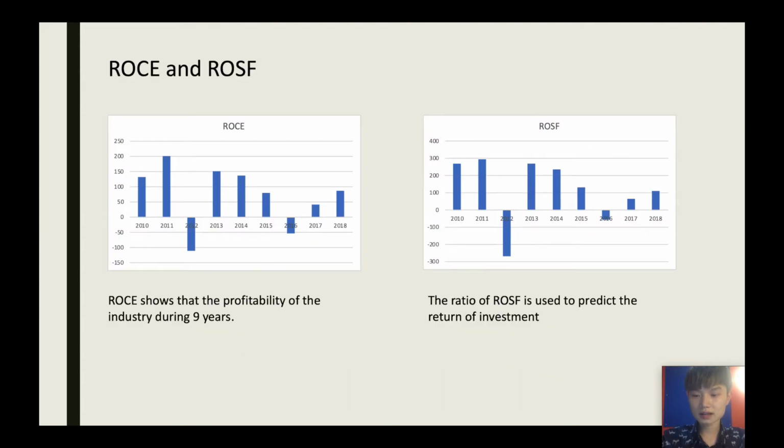There is a huge gap between the large company and small company groups, apparent in turnover performance. ROE shows the profitability of the industry during 9 years, while the ratio is used to predict return on investment. It is clear that the telecommunications industry is unstable, and the forecast for the future might be an increase.